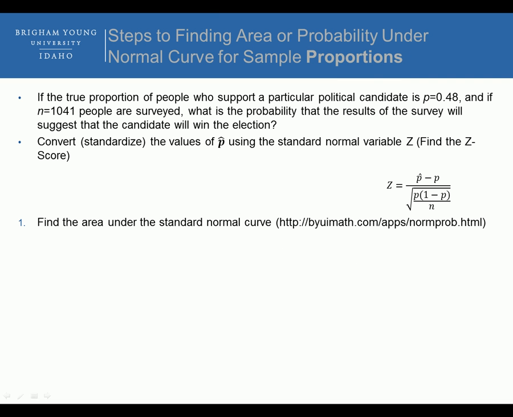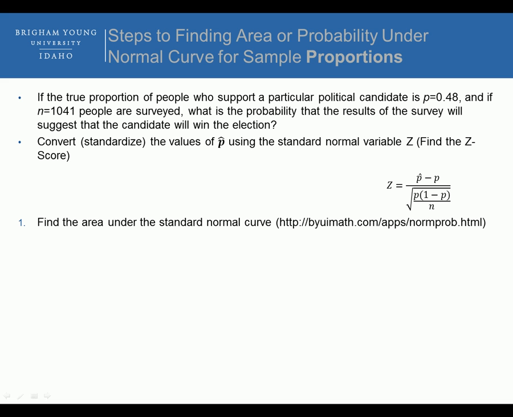Our last problem, going back: if the true proportion of people who support a particular candidate is 0.48, and n is equal to 1,041 people, what is the probability that the results of the survey will suggest that the candidate will win the election? First, stop the video and calculate the z-score, and then find the area under the curve.